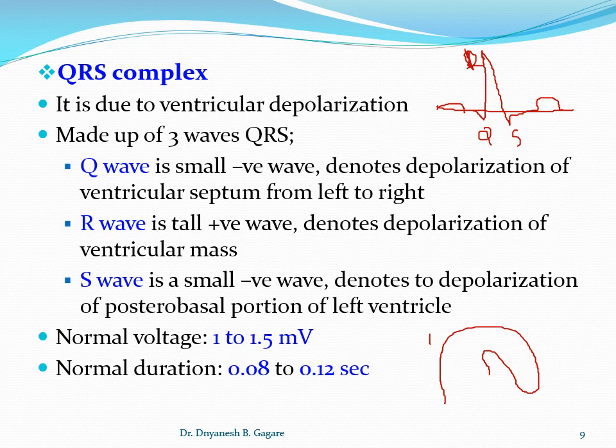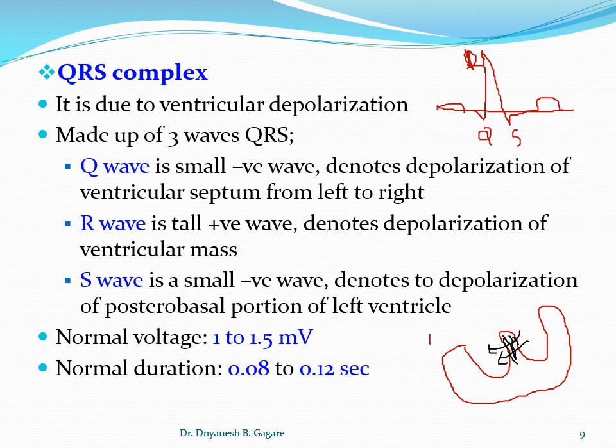I will show you the diagram. Suppose this is the septum, and the first part of the ventricle to get depolarized is the septum. The current comes like this. So in this septum, initially the current flows from the left side to the right side. The depolarization is in this direction, and definitely here the current flows from left to right. That means it is away from our electrode.